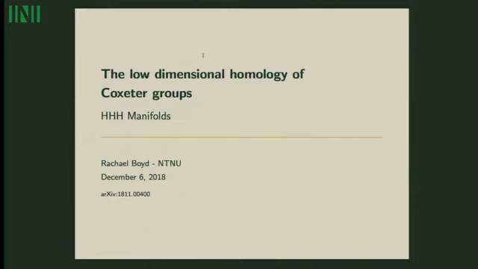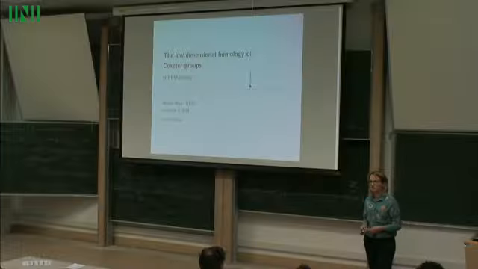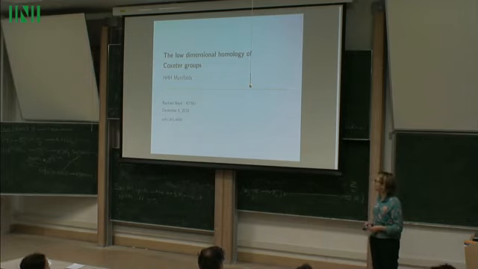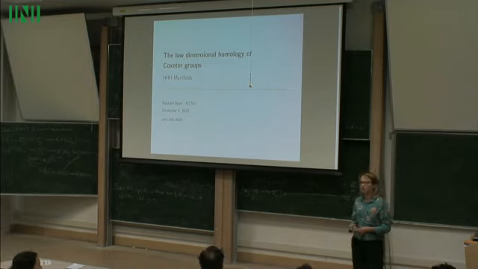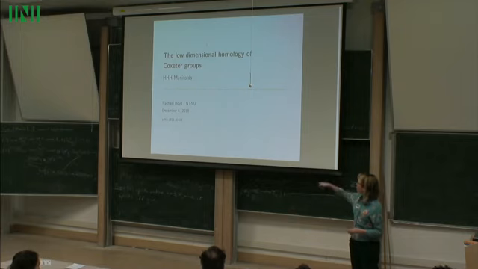So yeah, I'm not going to talk about manifolds, but you can imagine that your manifold has a fundamental group, a Coxeter group. And as Ben said, you have a group and you want to compute the homology. So that's what I'm going to talk about, just some nice computations for low-dimensional homologies of Coxeter groups. It's on the arXiv, there's the number at the bottom.